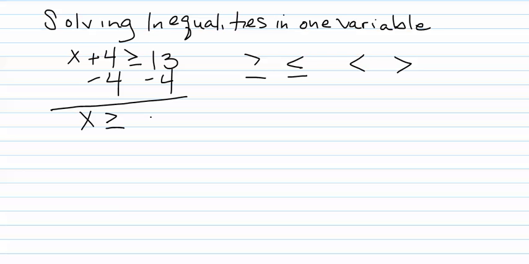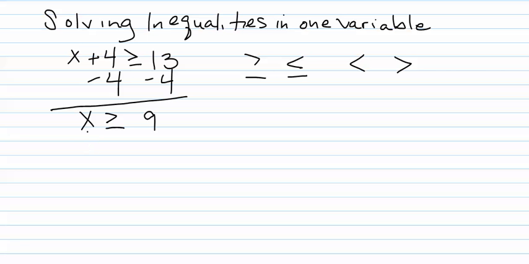So when I subtract 4 from 13, I'm left with 9. And my final statement says that x can have a value that is either greater than or equal to 9, which means numbers like 9 will make this sentence true, 10 will make that sentence true, 13 and a half will make the original inequality true.